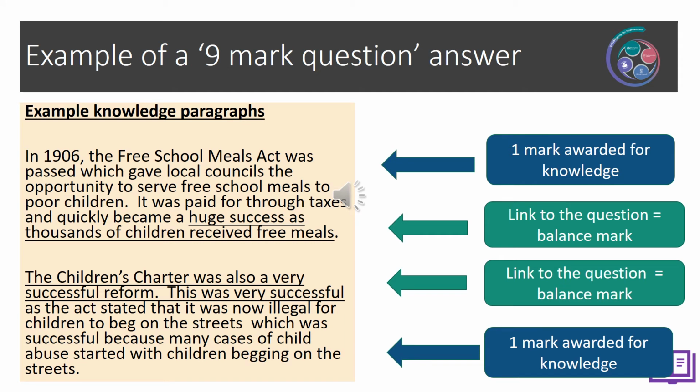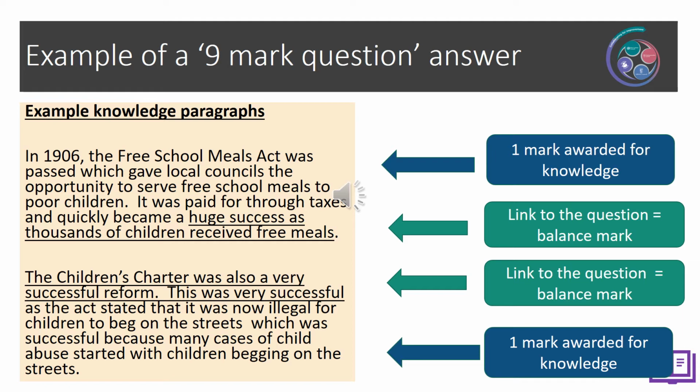So we're now going to have a wee look at examples of knowledge and exactly where marks would be allocated for this particular answer. So we can see the answer in front of us just now. In 1906, the Free School Meals Act was passed, which gave local councils the opportunity to serve free school meals to poor children. It was paid for through taxes and quickly became a huge success as thousands of children received free meals. At this point, we're now going on to another paragraph.